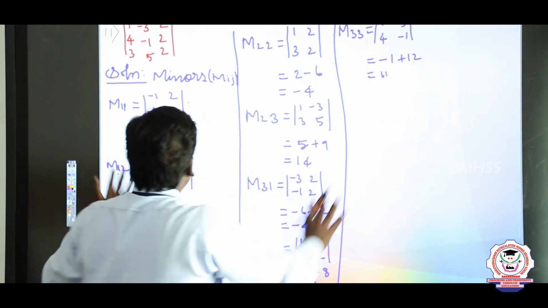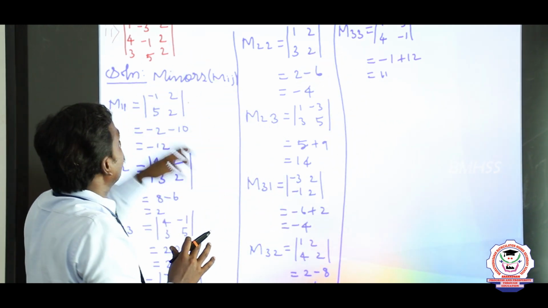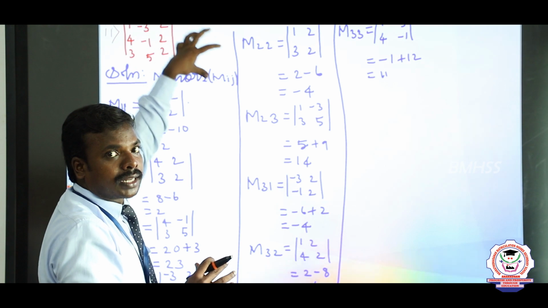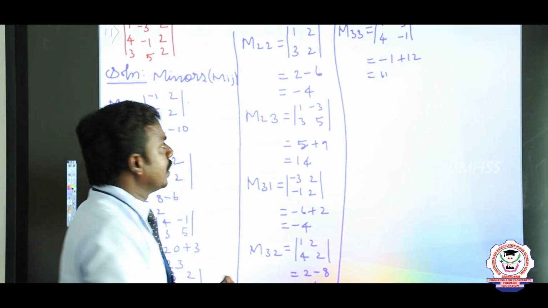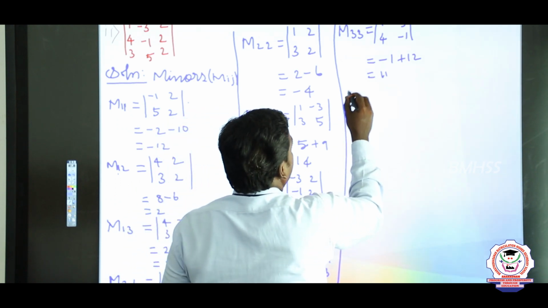So now we found the minor of all the elements of the given matrix. Next I am going to find the cofactors. The cofactor is already very simple. Listen, so cofactors.